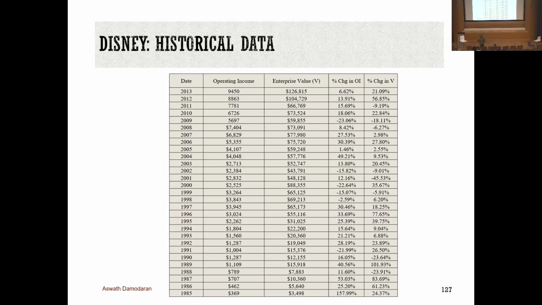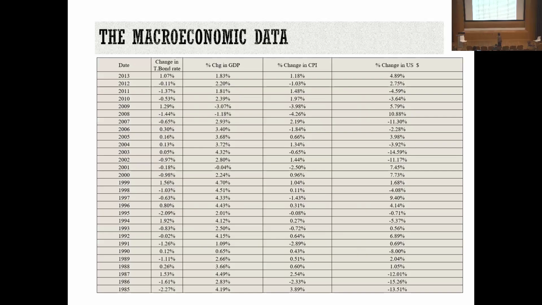Start with the company, look at how your company has done over time. And I brought in four macroeconomic variables, and I'll talk about why each one matters. First, I looked at the T-bond rate and how much it changed on a year-to-year basis. I wanted to see how sensitive my company was to changes in long-term interest rates.